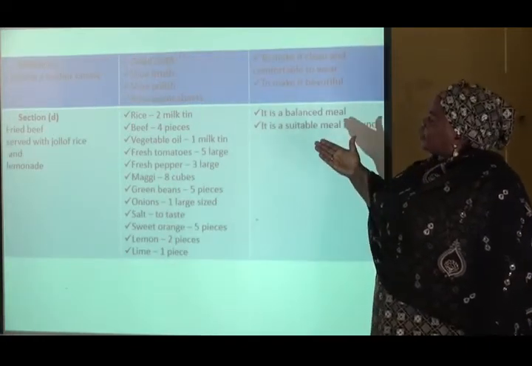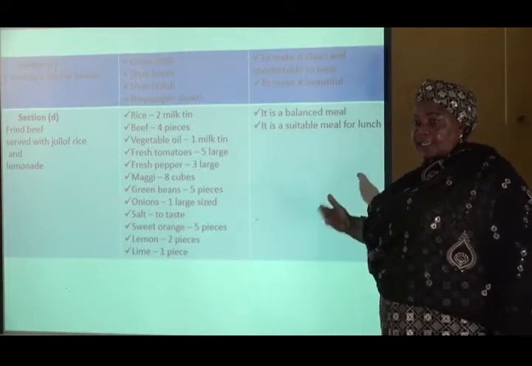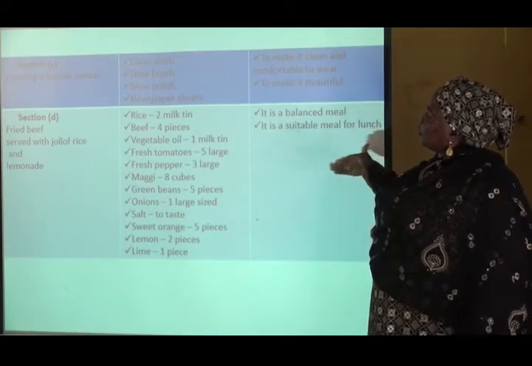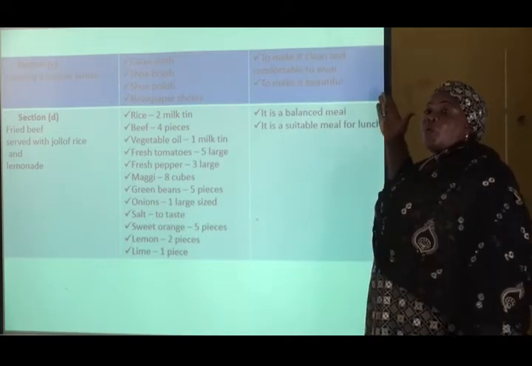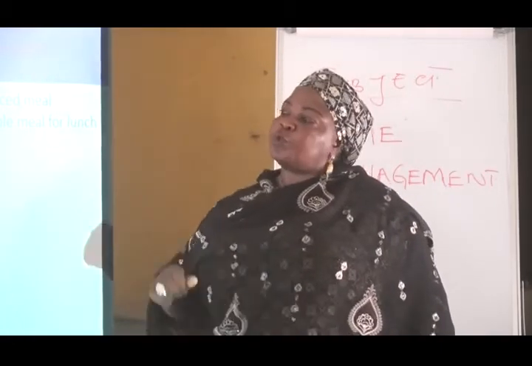Then section C, cleaning a leather sandal. I told you, since it is a leather sandal, you now tell us what you're going to use: your clean clothes, your shoe brush, shoe polish, and the rest. And then why you have chosen that particular task or thing to do.